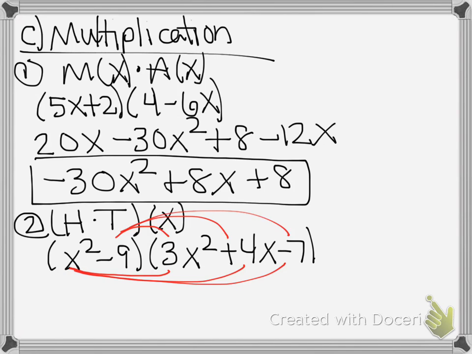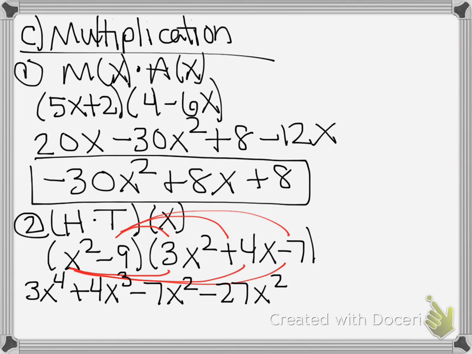So we have 3x to the 4th power. Remember, when you multiply like bases, you add the exponents. Plus 4x cubed minus 7x squared. Now the 9. Minus 27x squared minus 36x plus 63. That plus looks like an and sign.